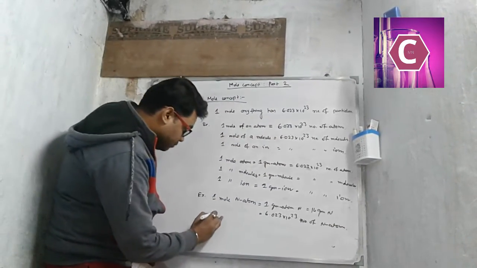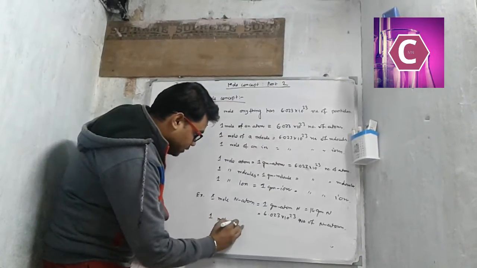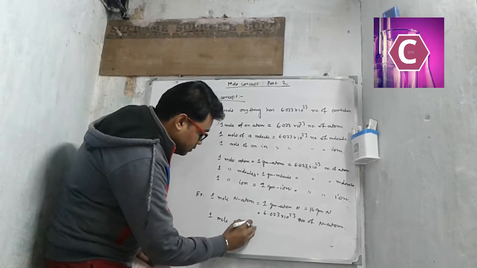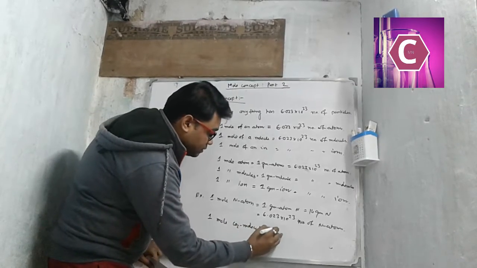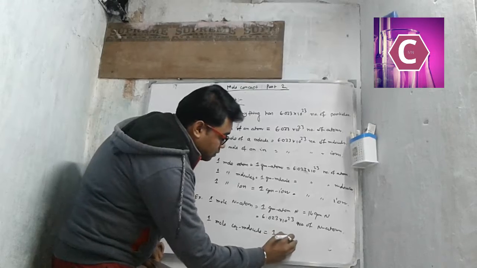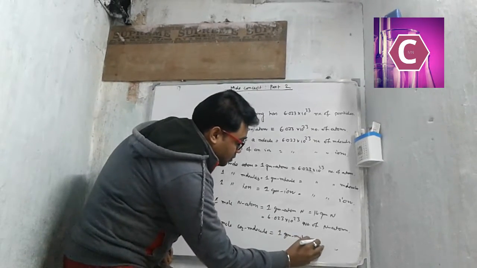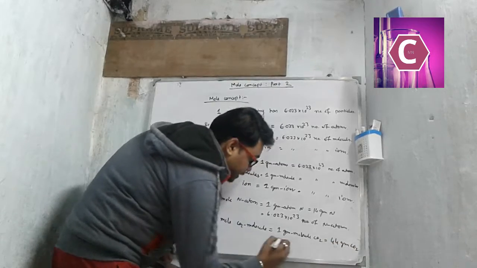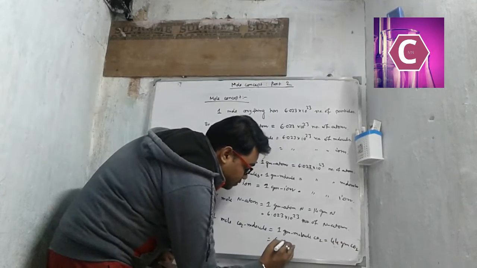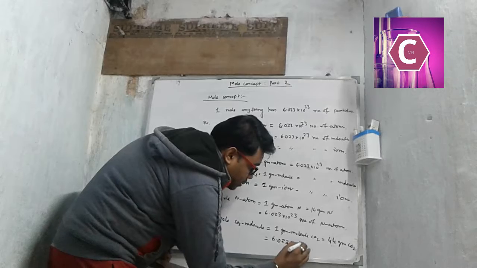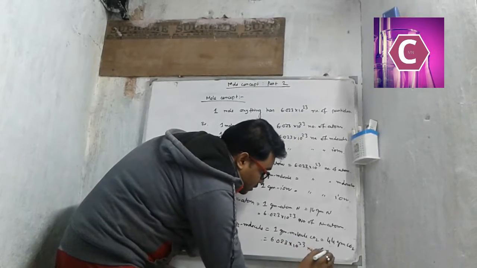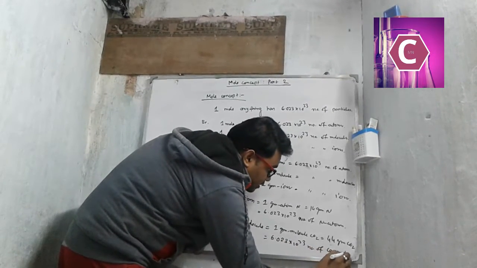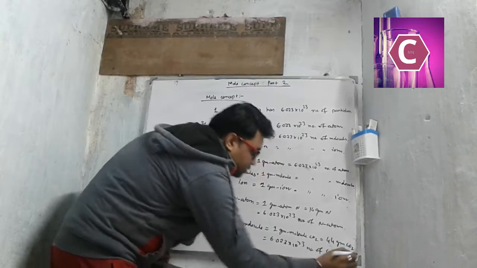For a molecular system, 1 mole of CO2 molecules contains 1 gram molecule of CO2, which equals 44 gram of CO2, and it has the same 6.023 × 10^23 CO2 molecules, right?